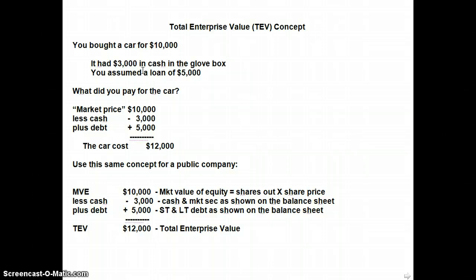Let's say that you bought a car for $10,000. Now this is a little bit of a special car because it has some cash in the glove box. It actually has an envelope with $3,000 of cash in the glove box. In addition, you assumed a loan that you now have to pay that was on the car of $5,000. So if someone asks you, what did you really pay for the car? It's not quite as simple as saying, I paid $10,000, because you got some cash and you also got some debt. So what did you pay for the car?